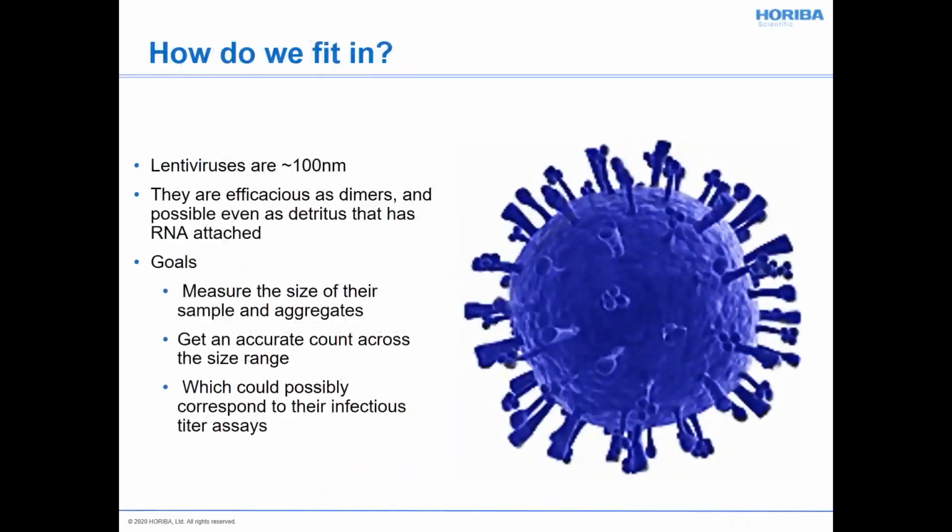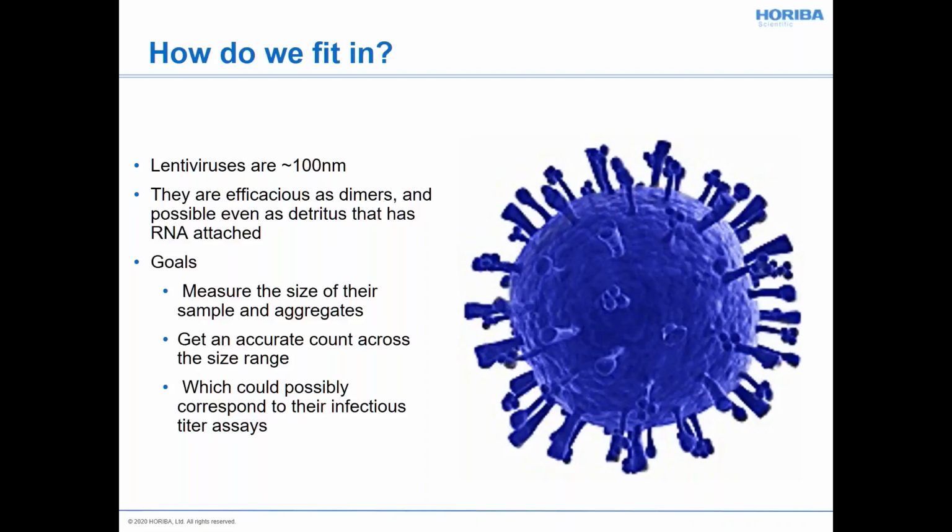So where does nanoparticle tracking analysis and multiple lasers fit in? Well, lentiviruses are about 100 nanometers. And so if we want to start figuring out what's going on, we're going to look at a technique like nanoparticle tracking analysis. They're efficacious as dimers and even as detritus with some RNA attached, and aggregates and so on. So the goals were really: we want to measure the size of the virus and the aggregates, figure out what size particles we have in there. We want to get an accurate count across the size range because we want to figure out how many virus particles we have made in that initial transfection process.